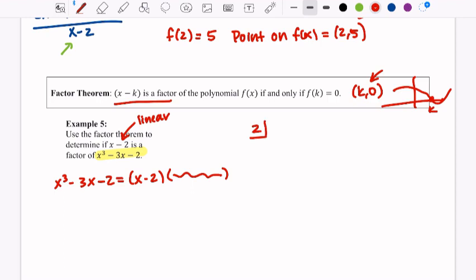And so here we go. x cubed has a coefficient of 1. I see that I don't have an x squared term, so I'm going to put in a placeholder of 0. Negative 3 is my linear term, and then negative 2 is my constant.